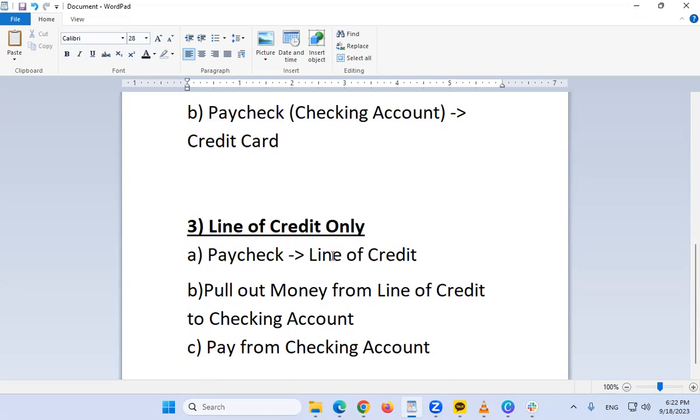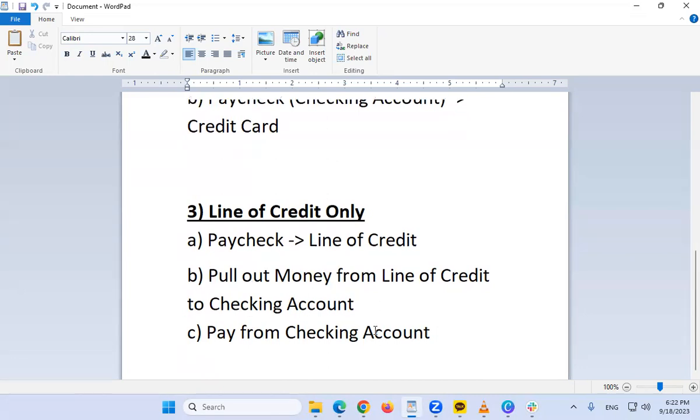So basically, this is what I would do. I put my paycheck into the line of credit. I pull out money from the line of credit to the checking account to pay a bill, and then I pay from the checking account. Now, why is this annoying? Because every single time that there's a bill due, I have to pull out money, right? So maybe I have 5 bills due, and I'm trying to time it, and now I have to time every single transfer from the line of credit to the checking account. And again, that's really annoying, right? So that's why this is my least preferred method.